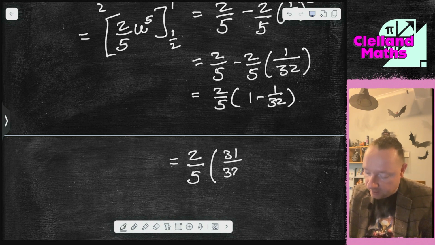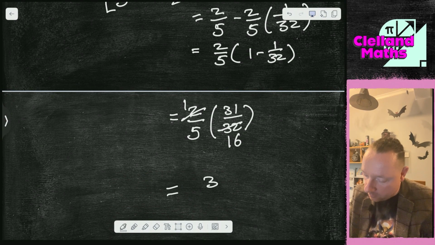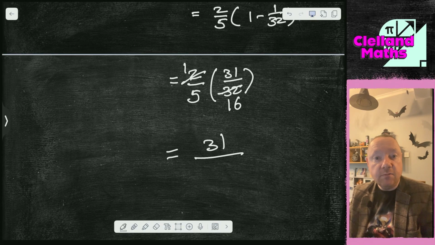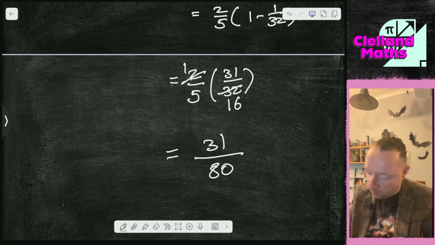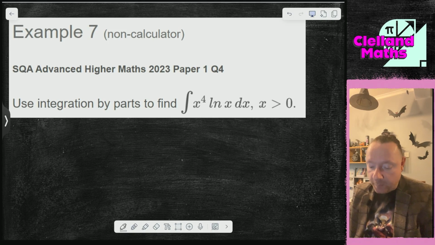So I'm timesing them together. Well, I might as well simplify that now by 1 and 16. And that gives me 31 over 5 times 16. 5 times 10 is 50, 5 times 6 is 30. Makes 80. 31 over 80. And we're done there.